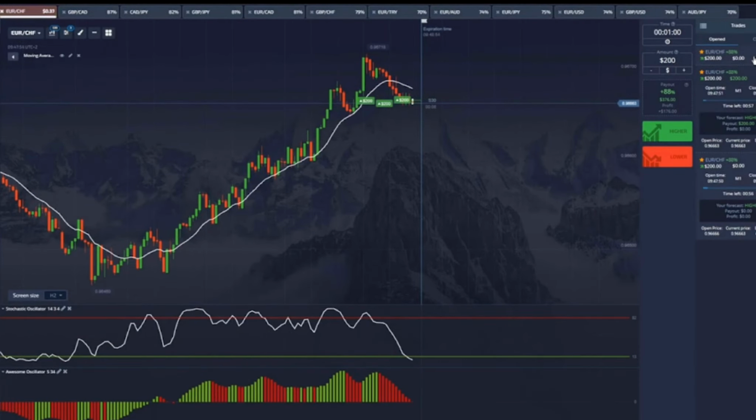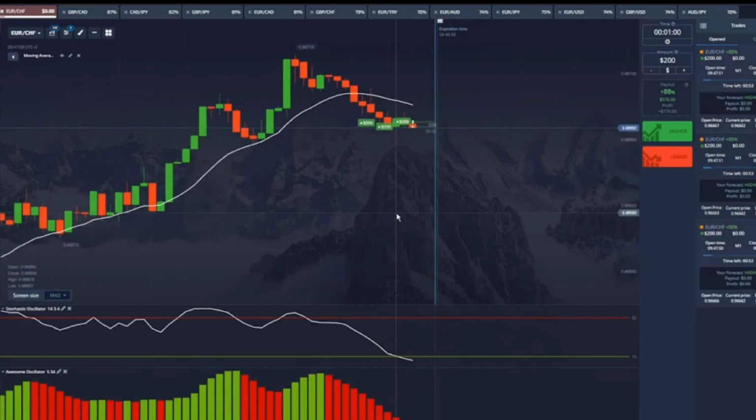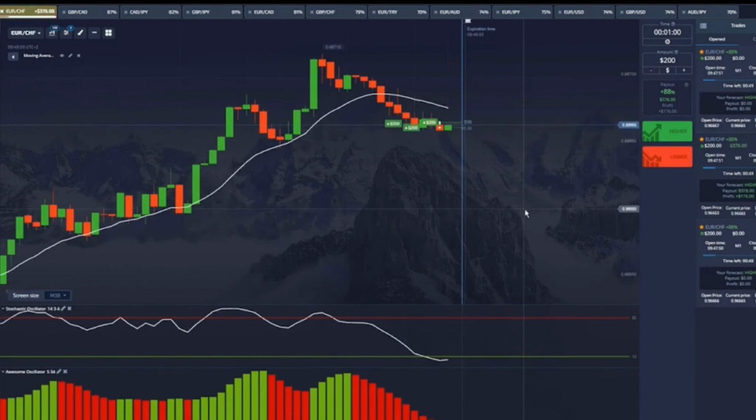Here is a good call option entry point for trades. The trades played out great.